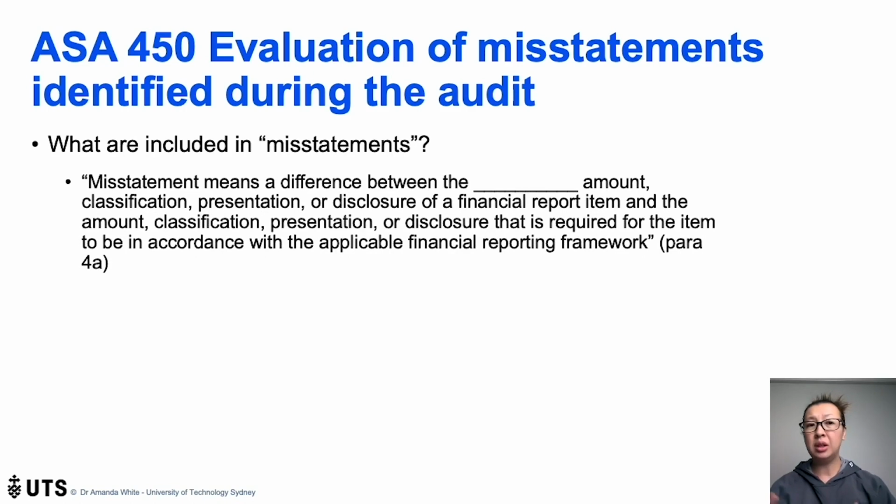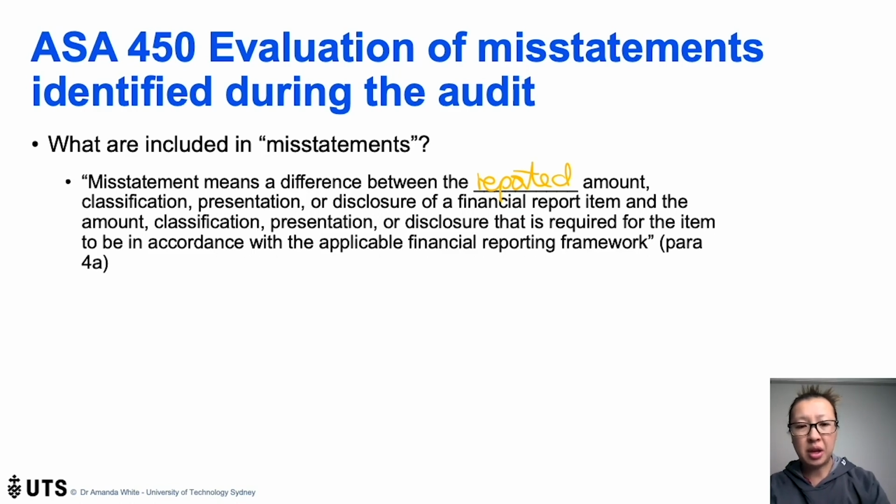And it says, well, what exactly are included in misstatements? So it says here, misstatements mean a difference between the reported amount, classification, presentation, or disclosure of a financial report item and the amount, classification, presentation, or disclosure that is required in accordance with the applicable reporting framework.